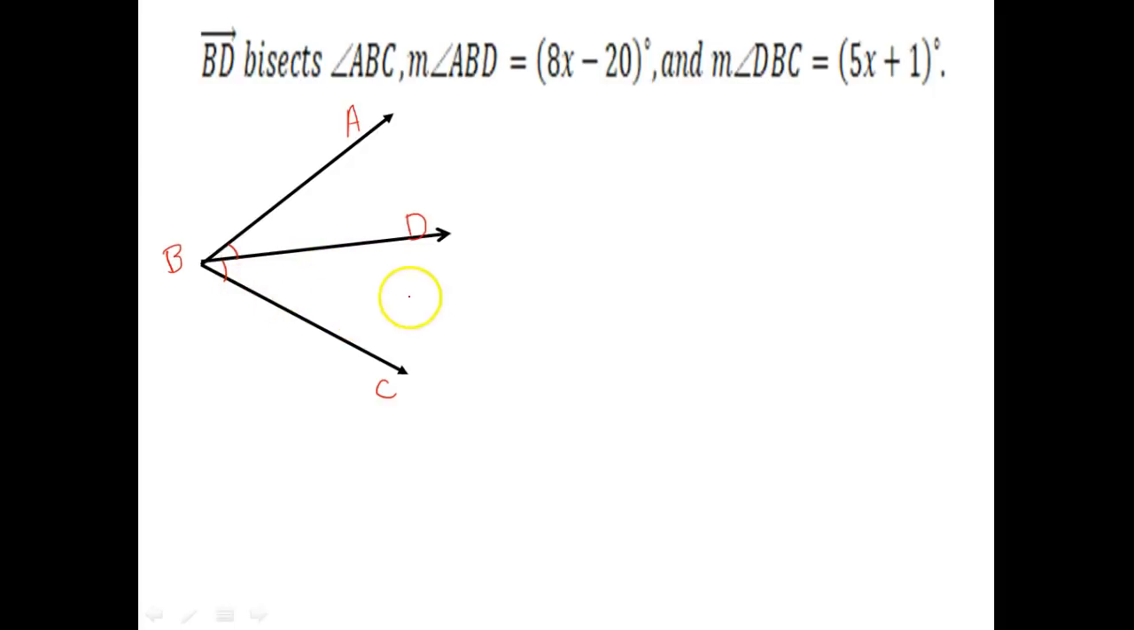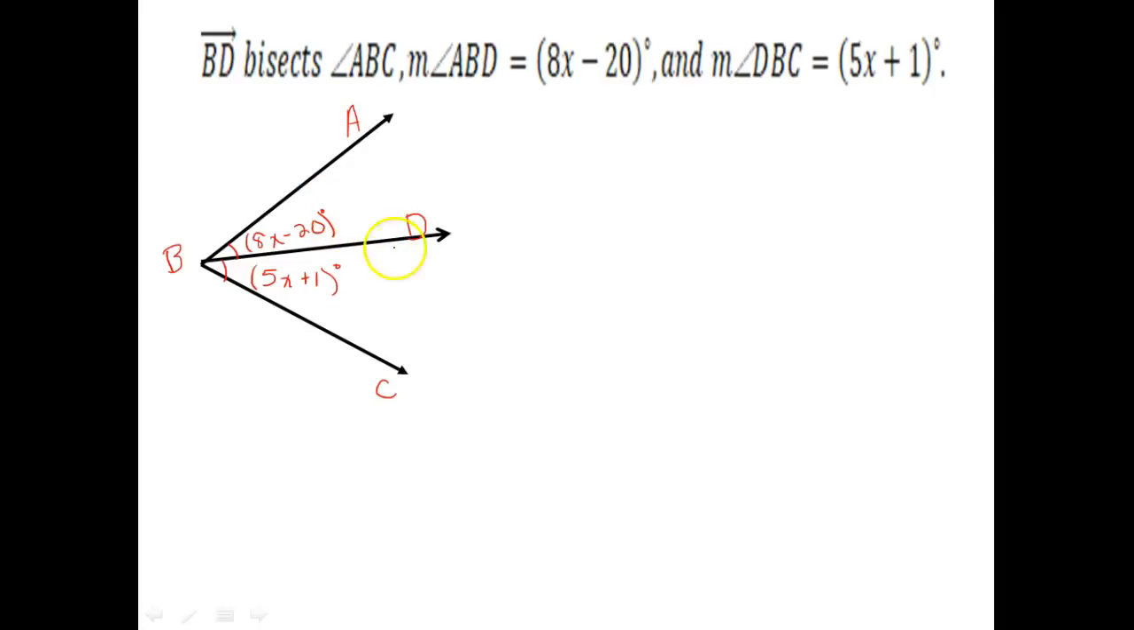Alright, it says the measure of angle ABD is 8x minus 20. Very important that you guys label. So here's angle ABD, and it is 8x minus 20 degrees. And angle DBC, they mean this angle, is 5x plus 1 degrees. What we can do is now solve for x, or I can solve for angle ABD or angle DBC or the entire angle ABC. It just depends on what's being asked. Right here I just wanted to work an example together.